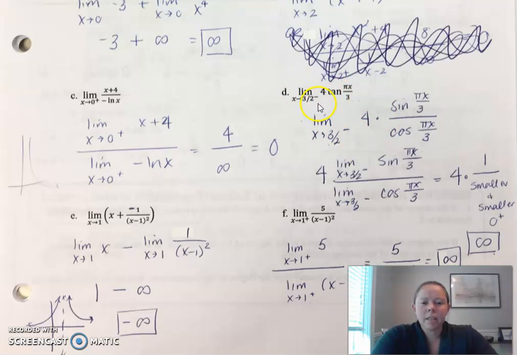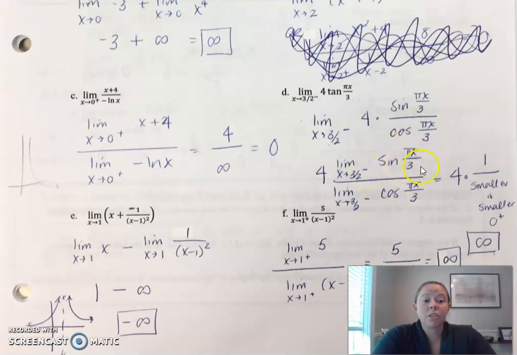Now on D, limit as x approaches 3/2 from the left of this lovely function. Now don't give up. Tangent, oftentimes it's going to be nicer to break it up into sine and cosine, and we can use our fraction, do the limit of the numerator over the limit of the denominator. And that 4 is just a scalar. You can leave it here with the function, or you can pull it out in front of the limit, which is what I've done. So basically I rewrote tangent, pulled the 4 out in front, and here's what I'm now working with. So limit as x approaches 3/2 from the left.